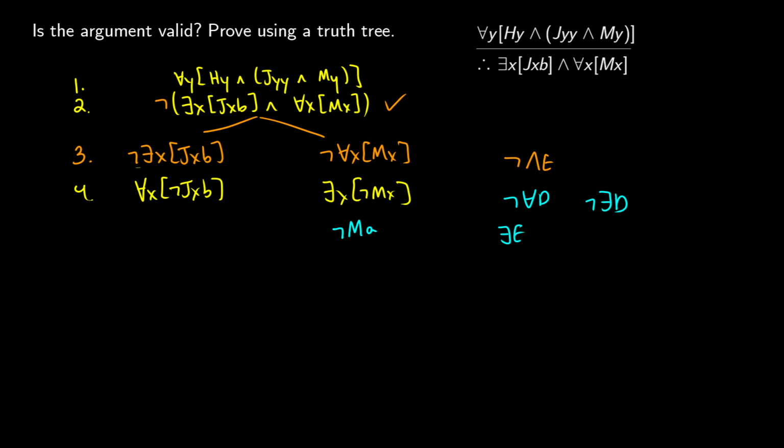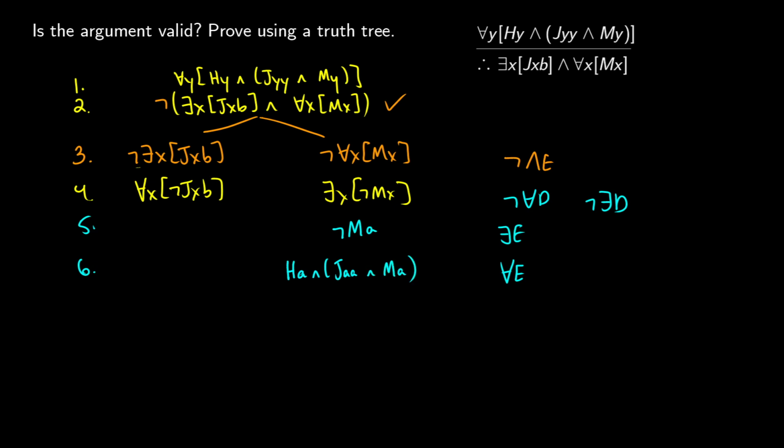And for my thing on the left, I'm not quite sure what I want yet. But what I will do is now I will apply the rule for 1. I will do for all elimination, and the nice thing is that we don't have to pick the same variable for both sides. So for the right side, I'm going to pick HA and JAA and MA.